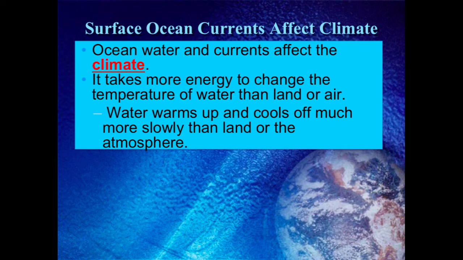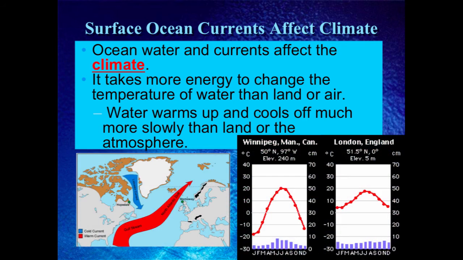So ocean water and currents do affect the climate, and not only because they have a higher specific heat, but because there's a lot more ocean than there is land. It takes more energy to change the temperature of the water than land and air. Water warms up and cools off much, much more slowly than land and the atmosphere.